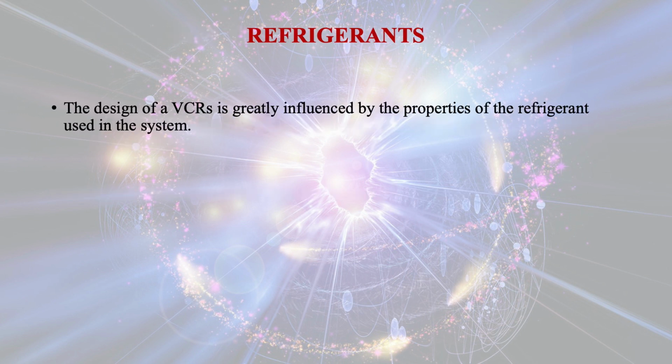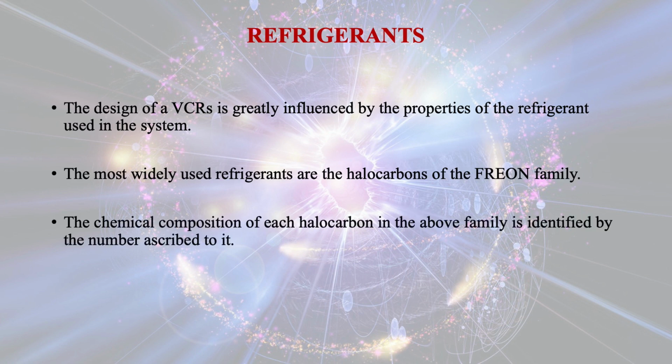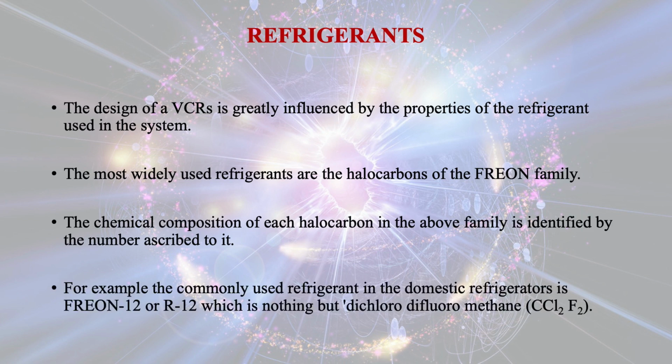The design of a vapor compression refrigeration system is greatly influenced by the properties of the refrigerant used in the system. The most widely used refrigerants are the halocarbons of the freon family. The chemical composition of each halocarbon in this family is identified by the number ascribed to it. For example, the commonly used refrigerant in the domestic refrigerator is freon 12 or R12, which is dichlorodifluoromethane. The formula is CCl2F2.